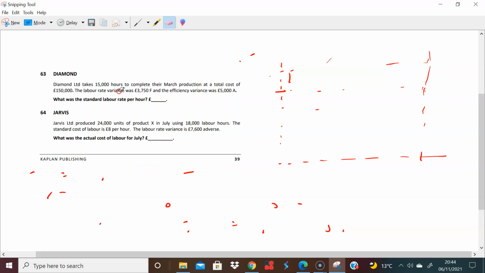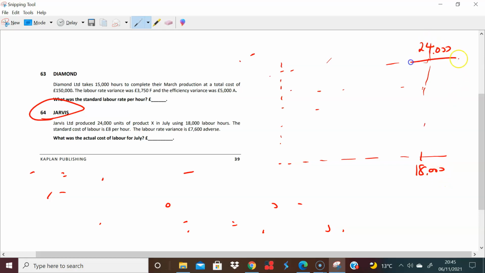Okay, right. So 64 Jarvis. It says here that Jarvis produced 24,000 units of product X using 18,000 labor hours. So it actually used 18,000 labor hours. That's what actually happened, right? And they produced 24,000 units.